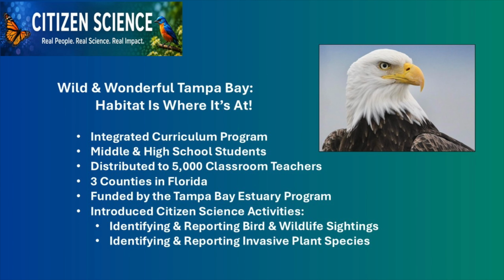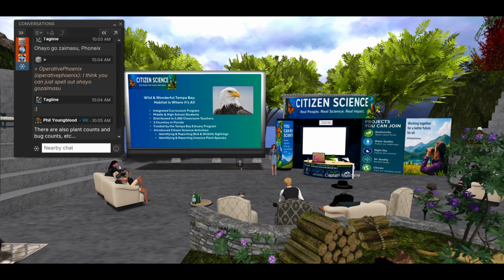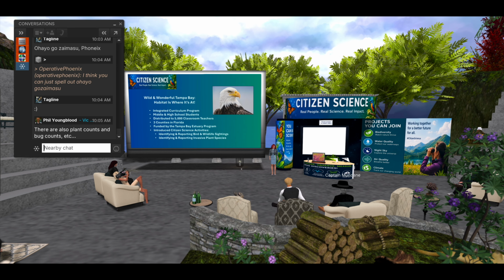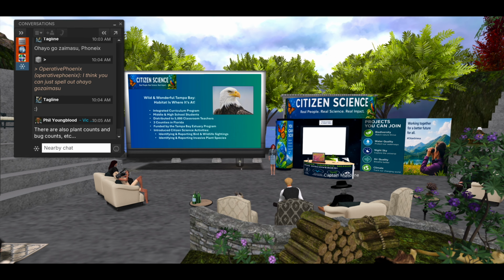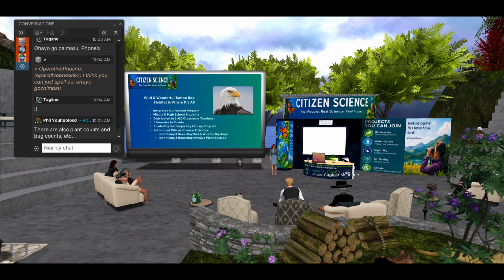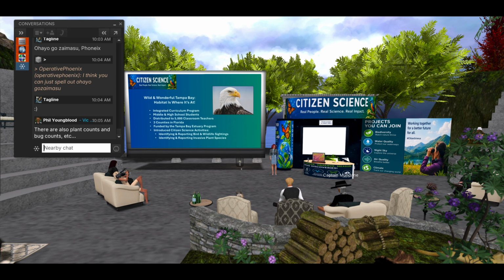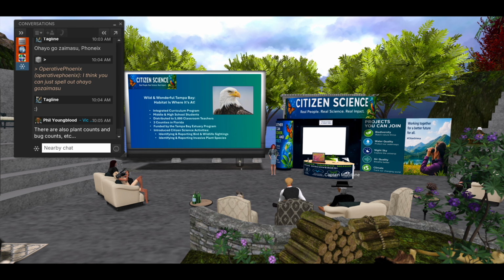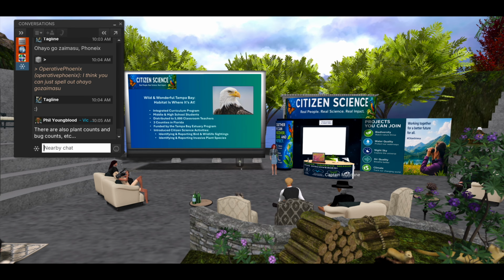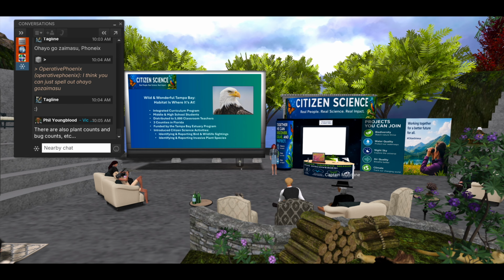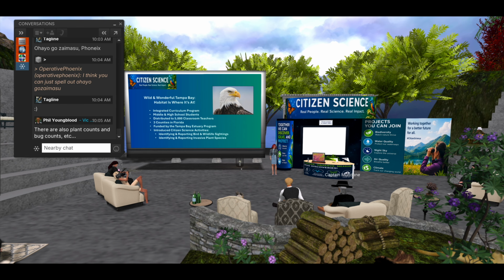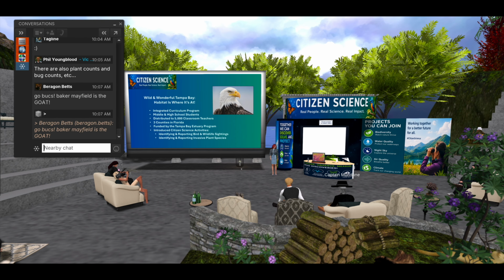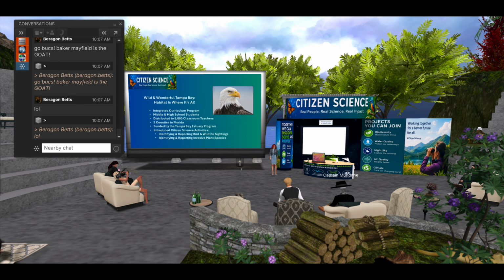My next one was Wild and Wonderful Tampa Bay, Habitat is Where It's At. This was an integrated curriculum program for middle school and high school students. It was distributed to 5,000 classroom teachers in 3 counties in Florida, funded again by the Tampa Bay Estuary Program. And it introduced citizen science activities to students and teachers and their parents and grandparents. And we did bird and wildlife sightings and invasive plant species. This was also a giant poster that teachers could post in their classroom. And on the back of the poster, it had lesson plans.